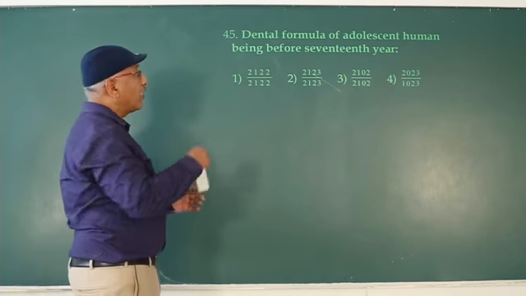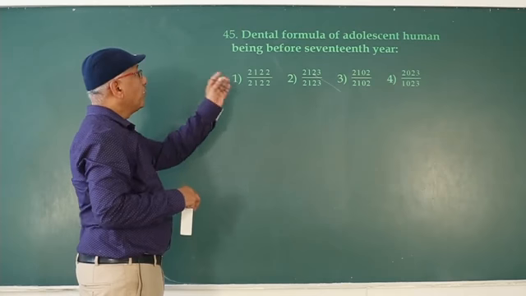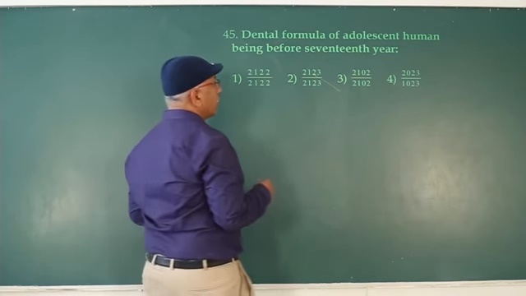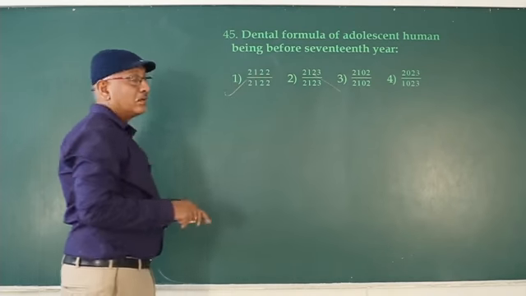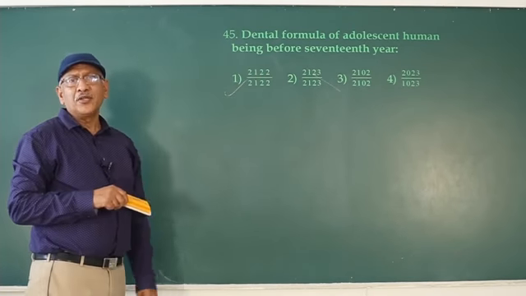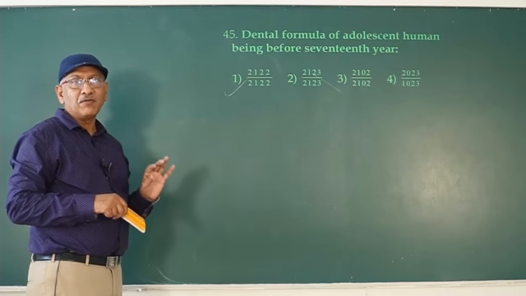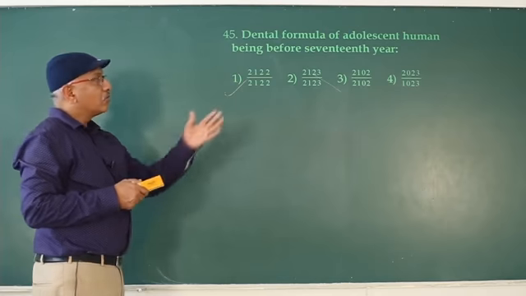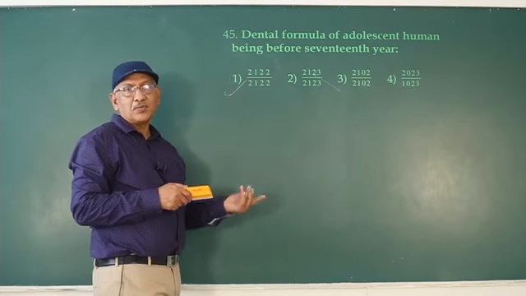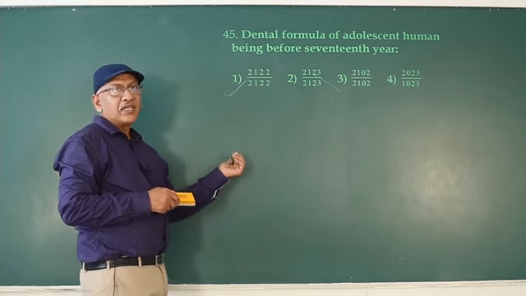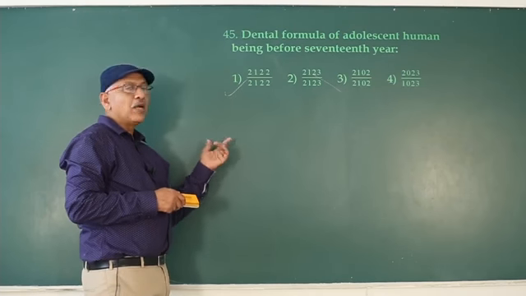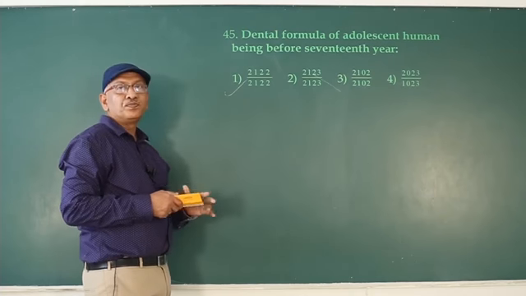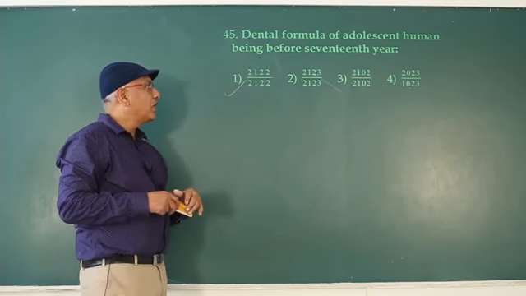Next one, the dental formula of an adolescent human being before 17 years. He is asking about 28 teeth, that is, the last molars are not formed. In humans, the last molars are formed around 21 theoretically, practically between 21 and 24. So at 17 years the last molars are absent. The total number of teeth is 28. The dental formula is incisors 2/2, canines 1/1, premolars 2/2, molars 2/2. So the total number of teeth is 28.